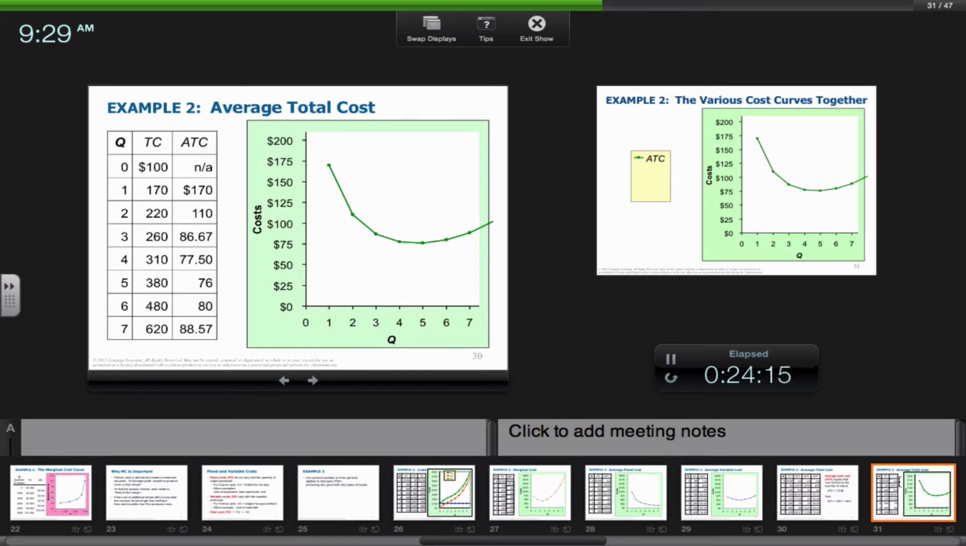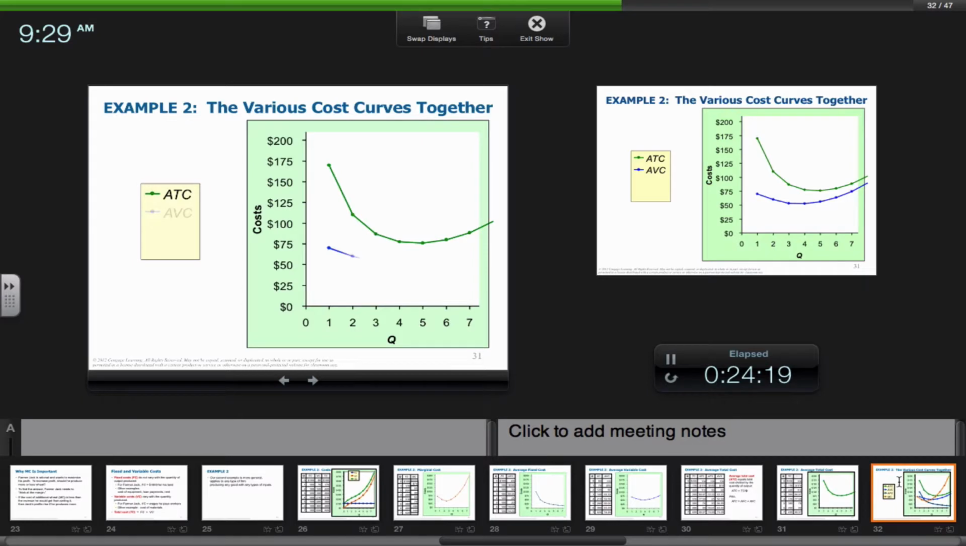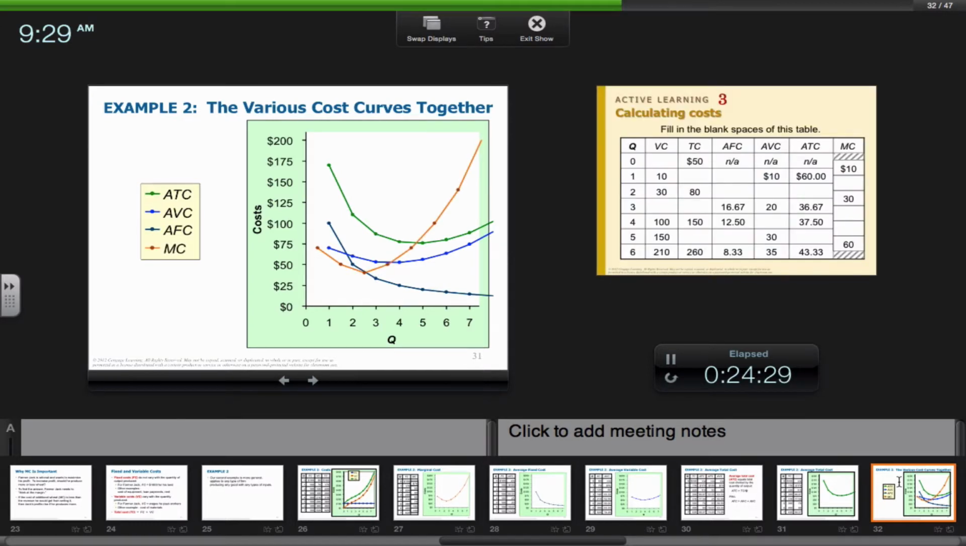Average total cost is U-shaped. Average variable cost is smiley. Average fixed costs decrease. And your marginal cost goes up. Or Freddy Krueger got at it. There you go, Dashby.